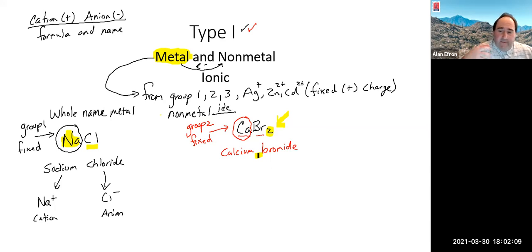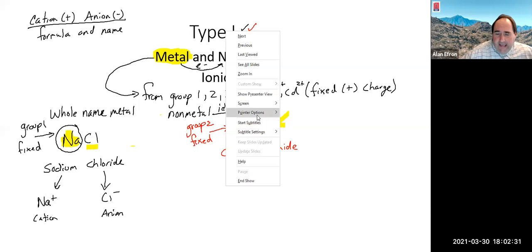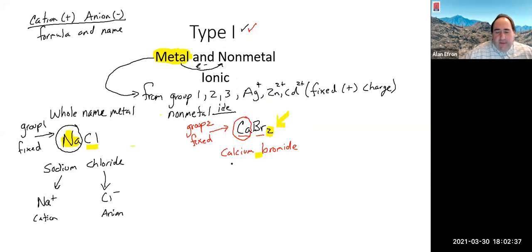And again, that's a very common thing that people always want to use the prefixes everywhere. We will very shortly talk about where you should use the prefixes, but this is not the situation for you to use the prefix. So this should be calcium bromide in that case. Any questions on that?